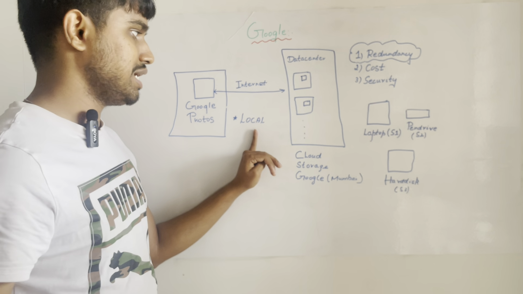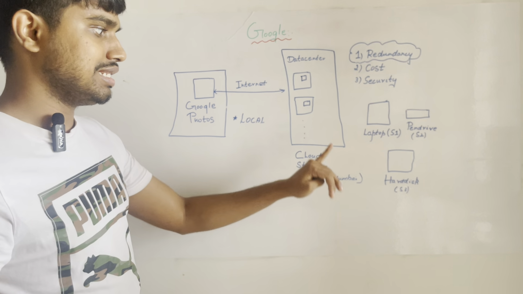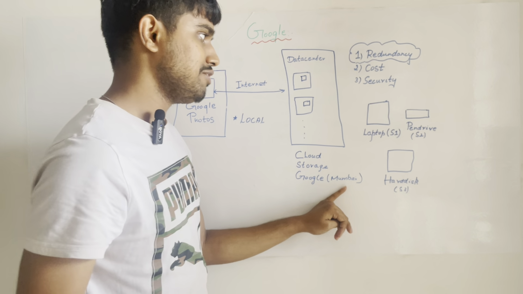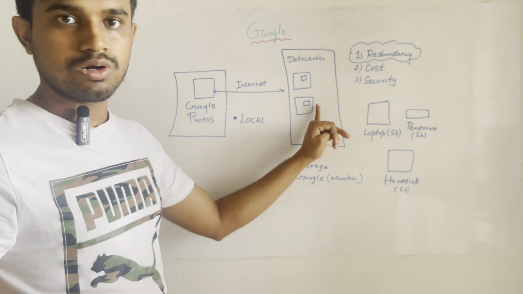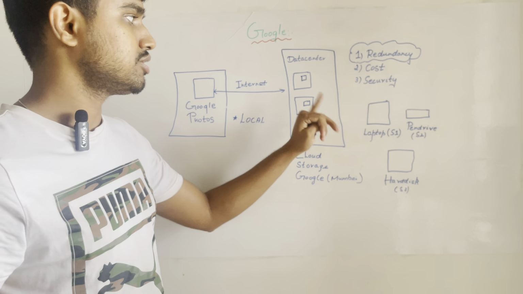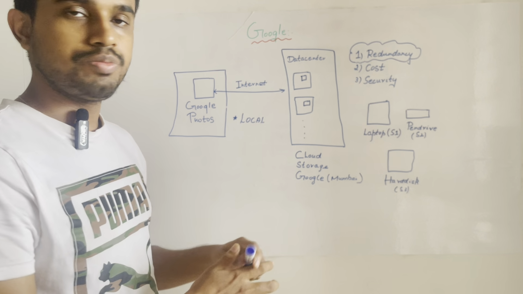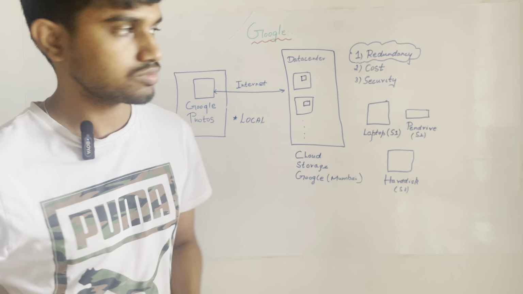So by the name, it is pretty straightforward that in the data center in Mumbai itself, your data is replicated across multiple storage units. So what could be the other types, right?